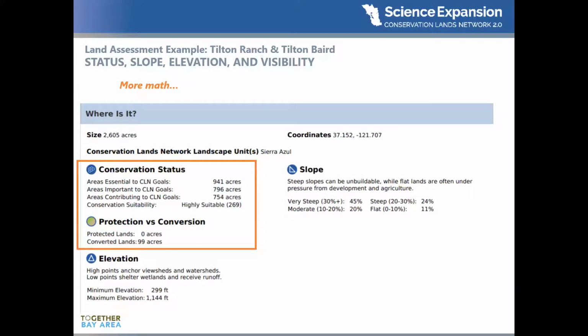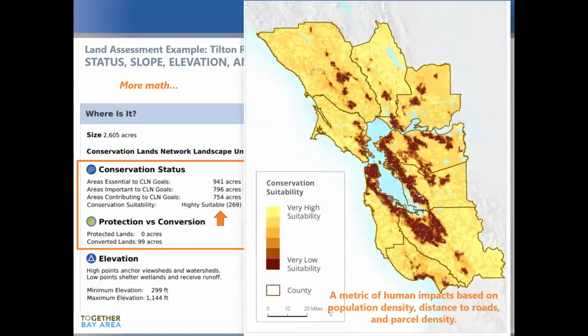We've got some more math for you, conservation status. We've got this metric of human impacts based on population density, distance to roads, and parcel density. The flip side of the human impacts is what you can think of as conservation suitability. So high impact, low suitability for conservation, low impact, high suitability for conservation. So if you're comparing two properties side by side, this is an interesting metric that you might look at.